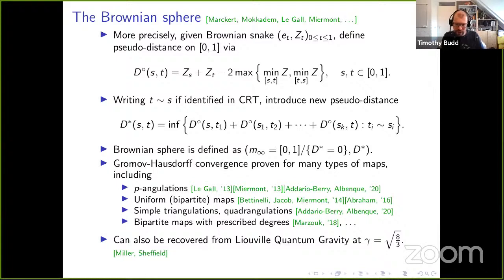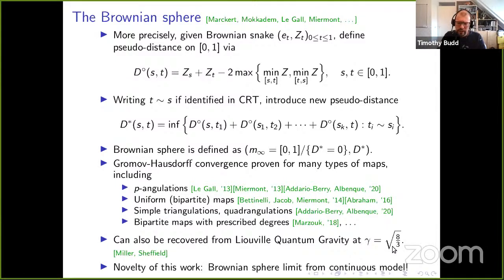So I can also mention that the Brownian sphere can be recovered from Liouville quantum gravity at a particular value of the coupling. But the main message here is that there is some novelty in the theorem that I just described, in the sense that we reproduce the Brownian sphere limit now starting not from a discrete model, but from a continuous model, which are these random hyperbolic surfaces.